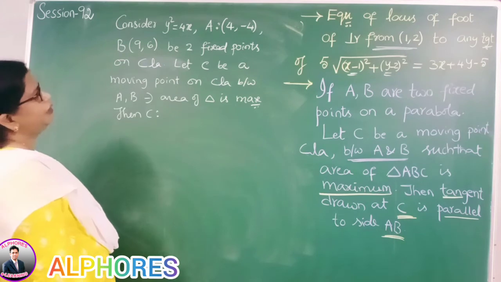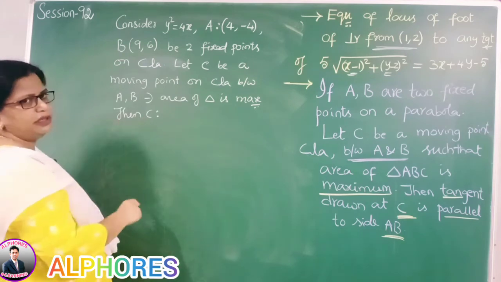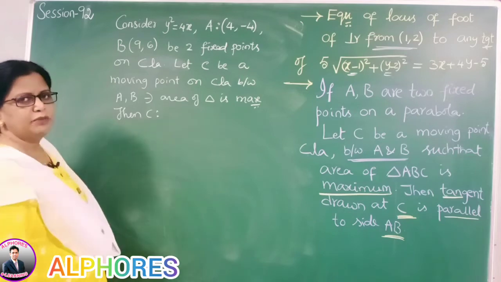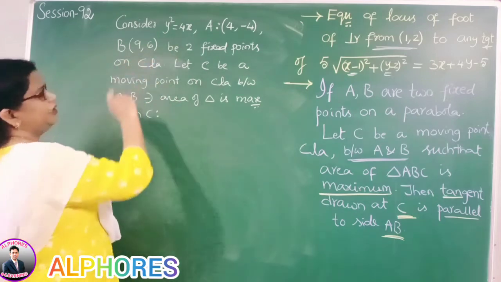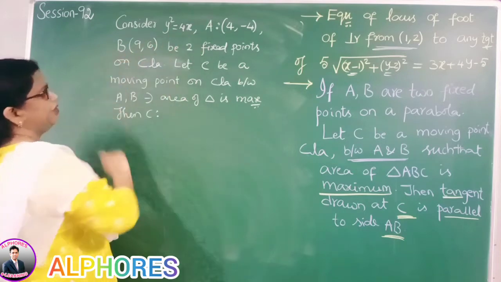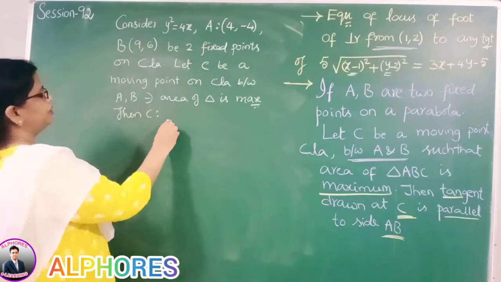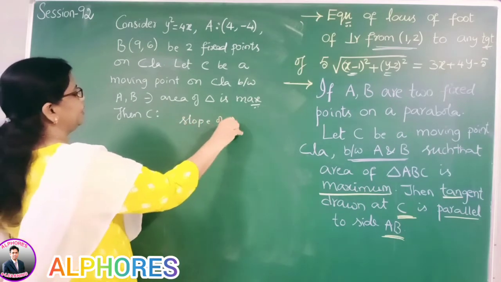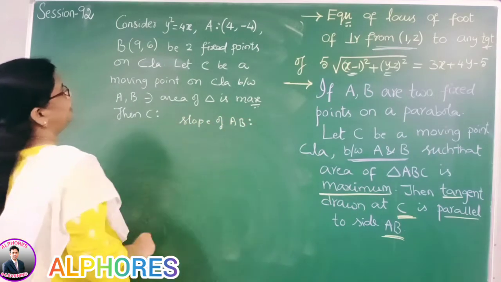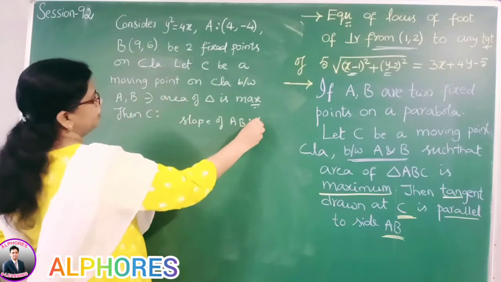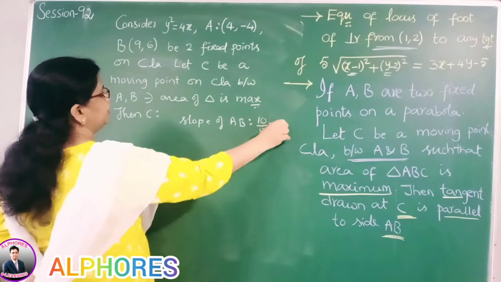Now how to find here? What is our concept here? In the maximum case, the tangent drawn at C is always parallel to which one? The line joining AB. So let us observe the equation of AB. What is the slope of AB, students? The slope of AB is nothing but y2 minus y1 over x2 minus x1. So 10 divided by 5, that is equal to how much? It is equal to 2.